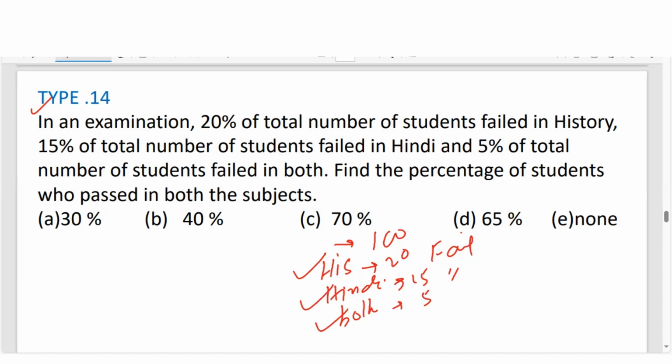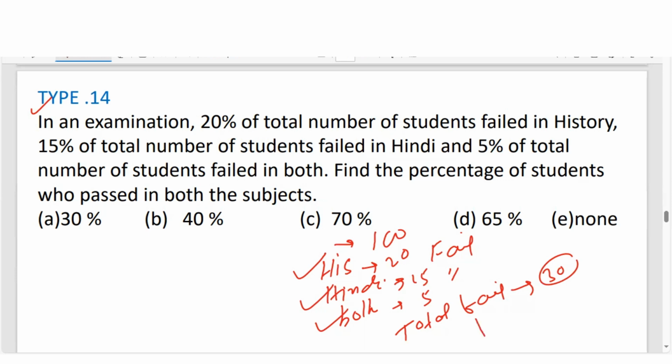So how much is the total fail? When you find the total fail, it is 20 plus 15, 35, and the both is already included in these two. So the total number of fail is 20 plus 15, 35, minus 5. You will get 30. 20 in History, 15 in Hindi, and 5 in both, so we have to subtract the both 5. Then we get the total fail, 30.